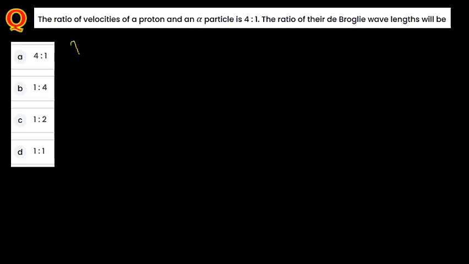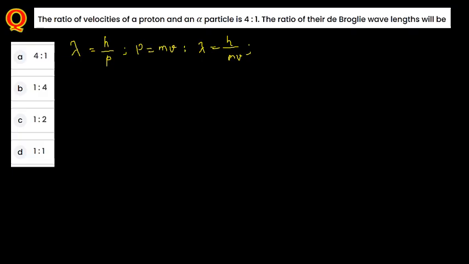The de Broglie wavelength is lambda equal to h divided by p. Usually we know this formula, lambda is equal to h by p. Here p is momentum, and momentum is mass into velocity. Now just substitute the value of p in that equation. So lambda is equal to h divided by m into v.